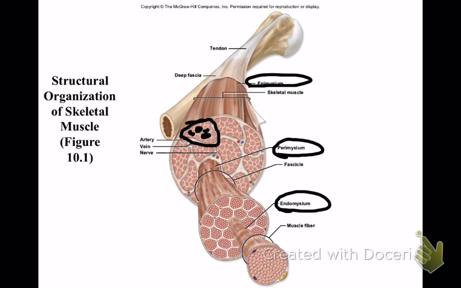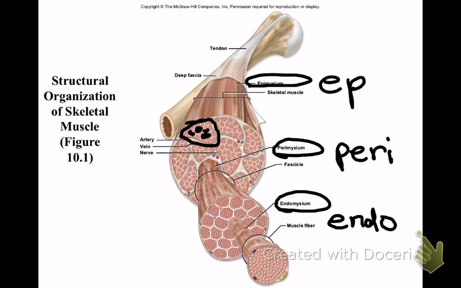Okay, so I'm going to give you the terms, and then we're going to see parallels. So the covering of each cell is called the endomysium. The covering of each fascicle is called the perimysium. And the covering of the entire muscle is called the epimysium. Okay, can you keep them straight? What does endo tell you? On the inside. What does peri tell you? Around. What does epi tell you? Upon. So sitting on the outside of.